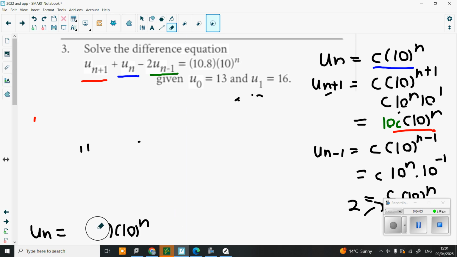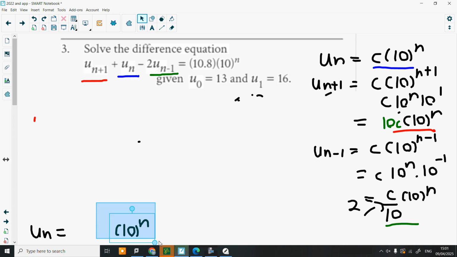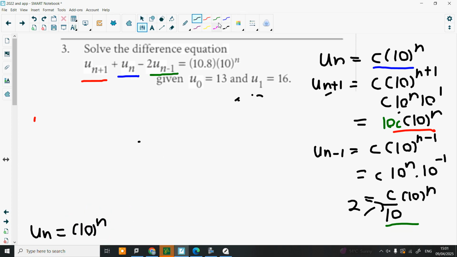Oh, sorry, just 10 to the power of n. Yeah, it was c times that, yeah. I got c equals 1, didn't I? Yeah. So you got c equals 1, so it's just this one here, yeah? Okay with that? Sorry, my mind is drifting.